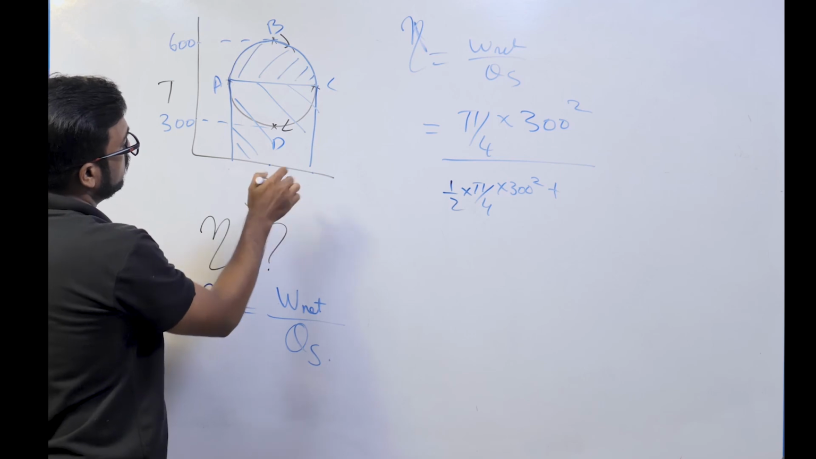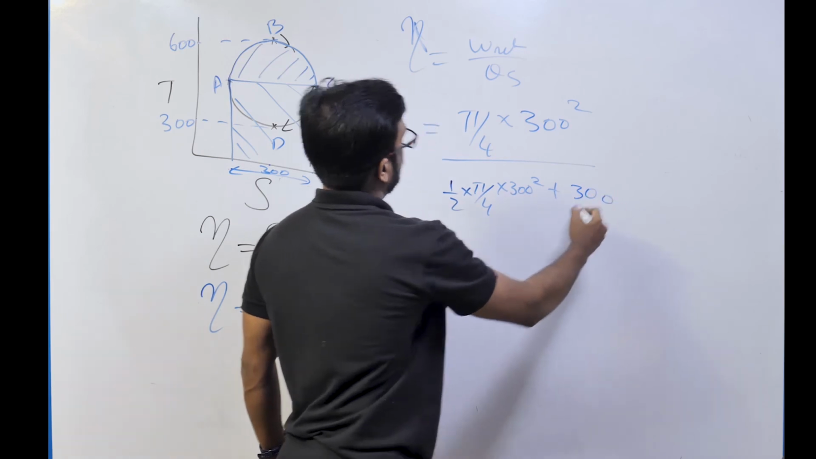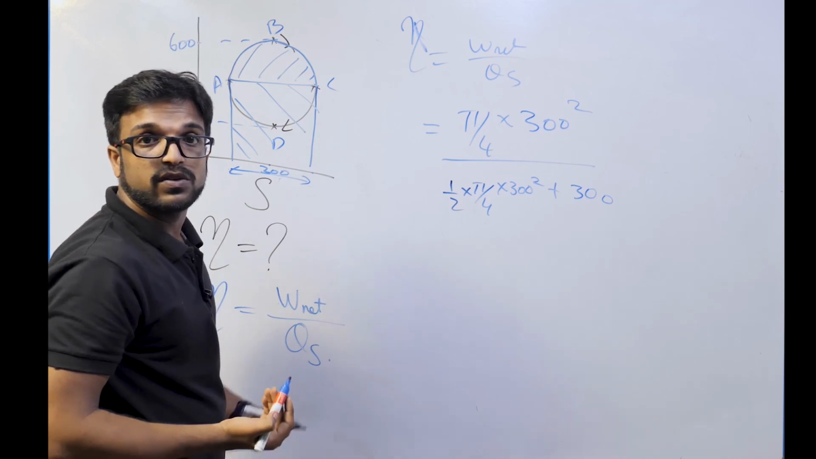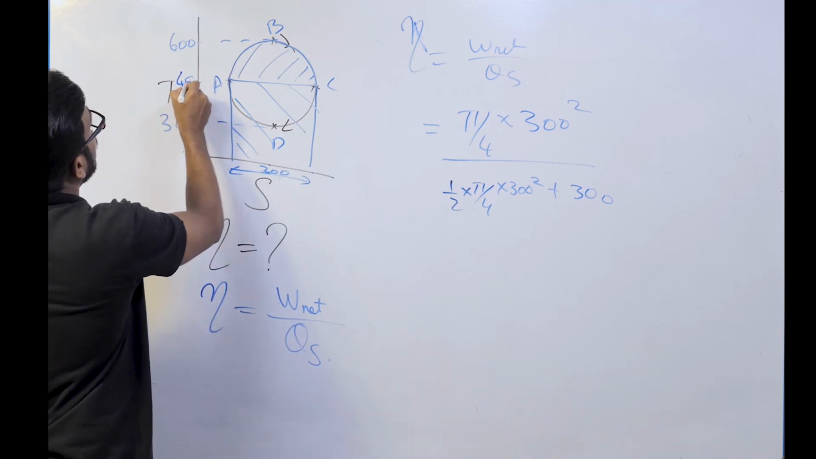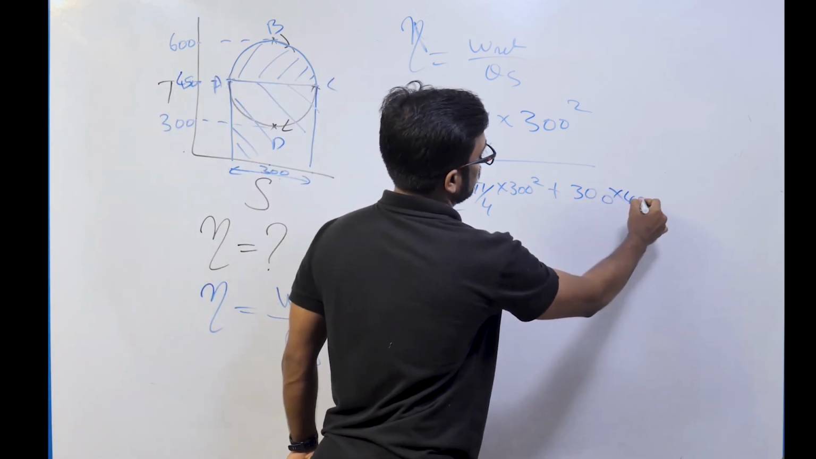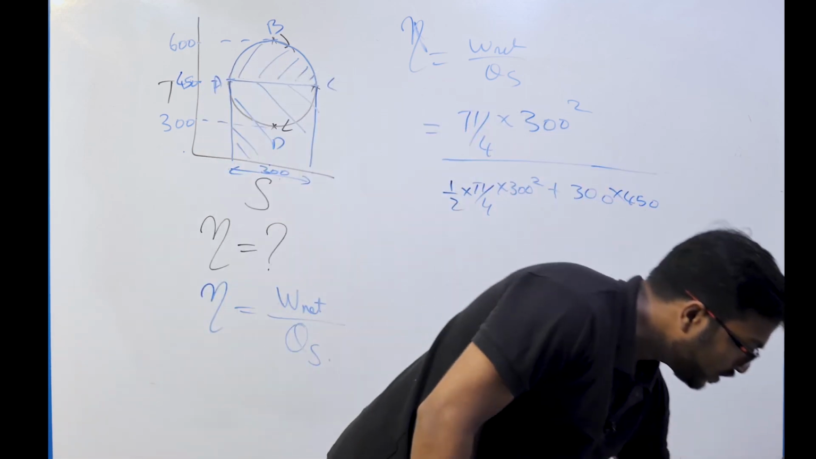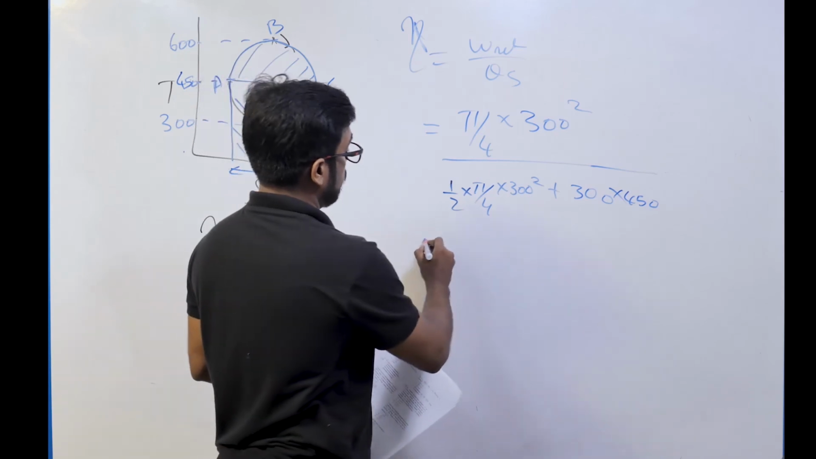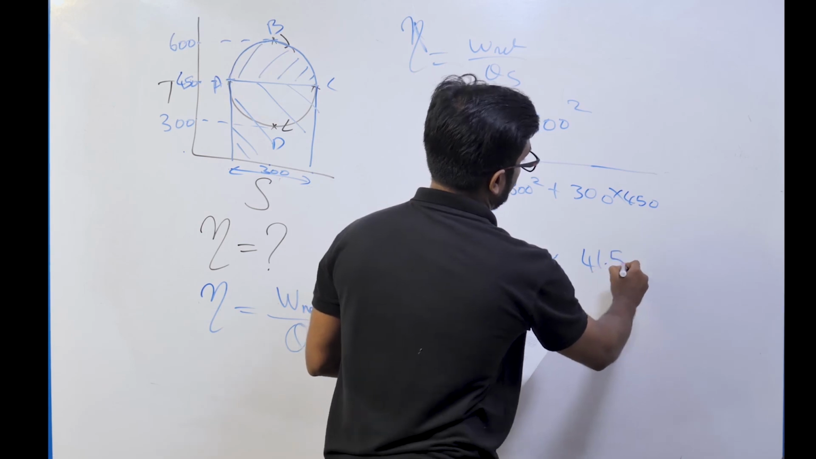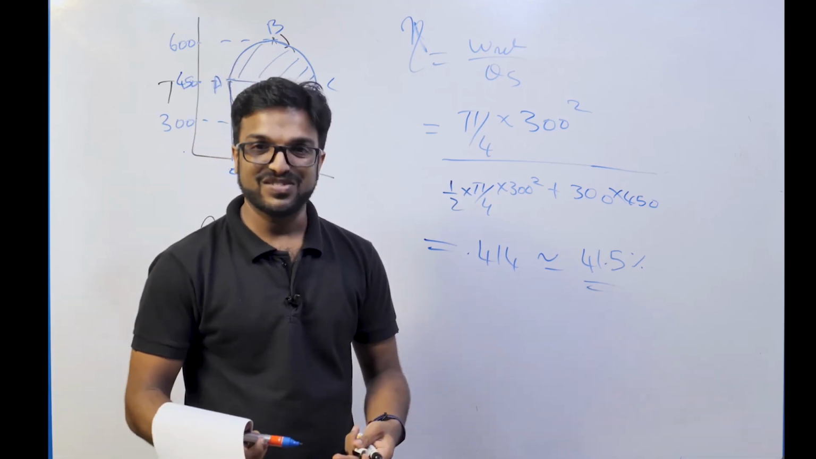We know that this part is nothing but the diameter itself, so 300. What is the altitude? That is from here to here. So this is the middle of 600 and 300. What is the middle of 600 and 300? That is going to be 450. So 450 into 300 is going to be this. By solving this, you will be getting the answer. You will be getting it as 0.414, or in the options we have 41.5%. Really nice question, right? Of course it is.